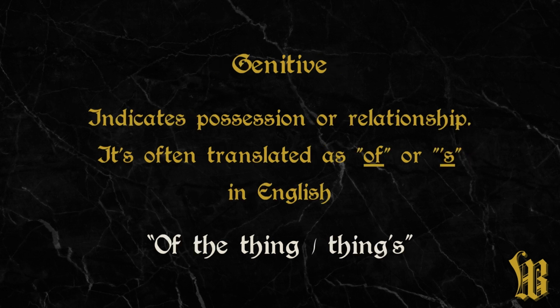The genitive case, this indicates possession or relationship with something else. In English, the equivalents are of or apostrophe s. So the genitive can be best thought of as the thing or things apostrophe s in the possessive sense.